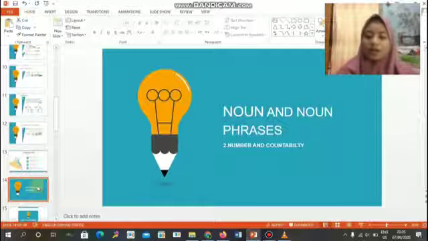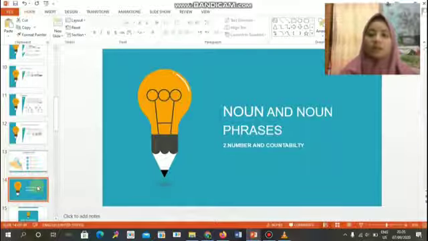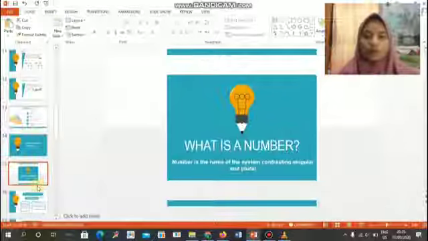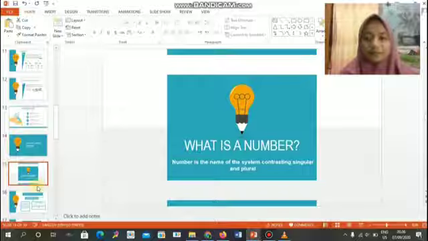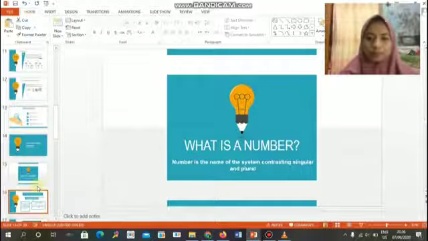Okay, here I'm going to explain to you the material under the title Noun and Noun Phrases, about number and countability. Okay, here we go. What is number? Number is the name of the system contrasting singular and plural.